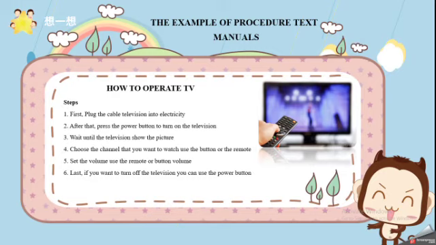First, plug the cable television into electricity. After that, press the power button to turn on television. Wait until the television shows the picture. Choose the channel that you want to watch. Use the button or the remote. Set the volume. Use the remote or button volume. Last, if you want to turn off the television, you can use the power button.